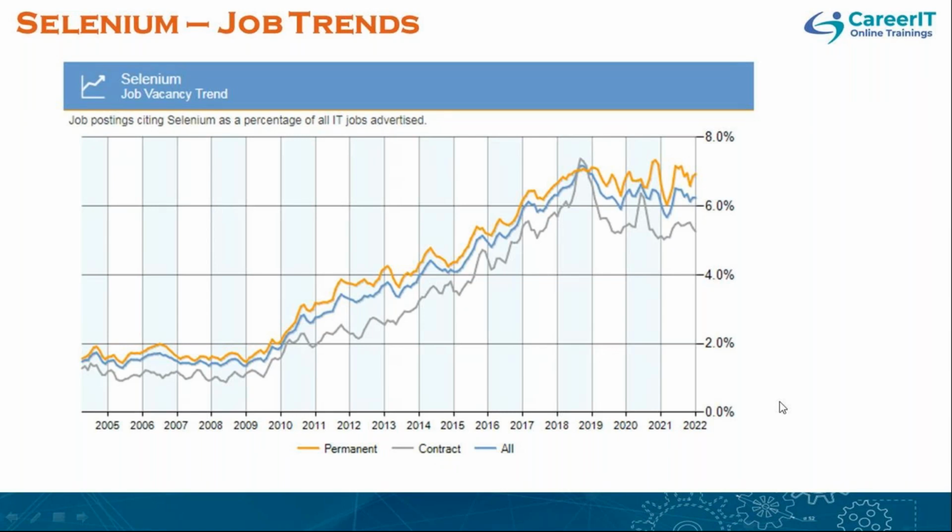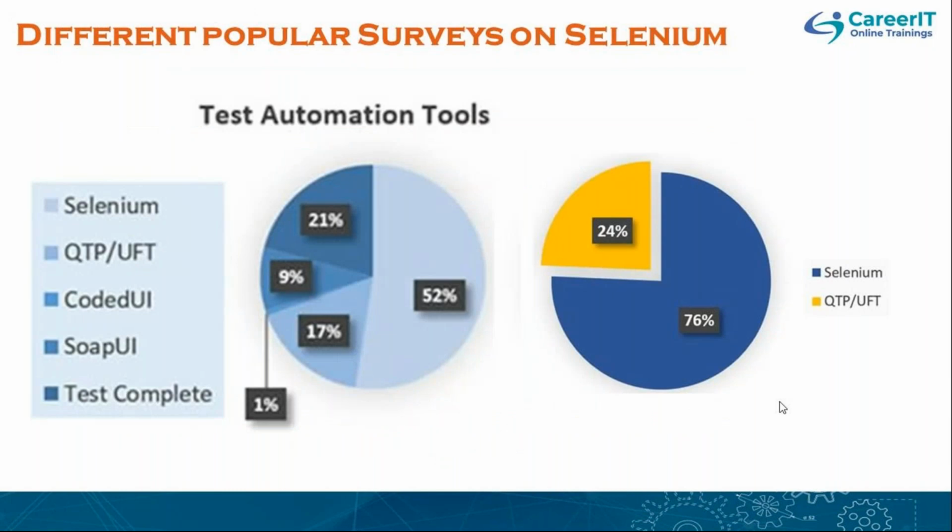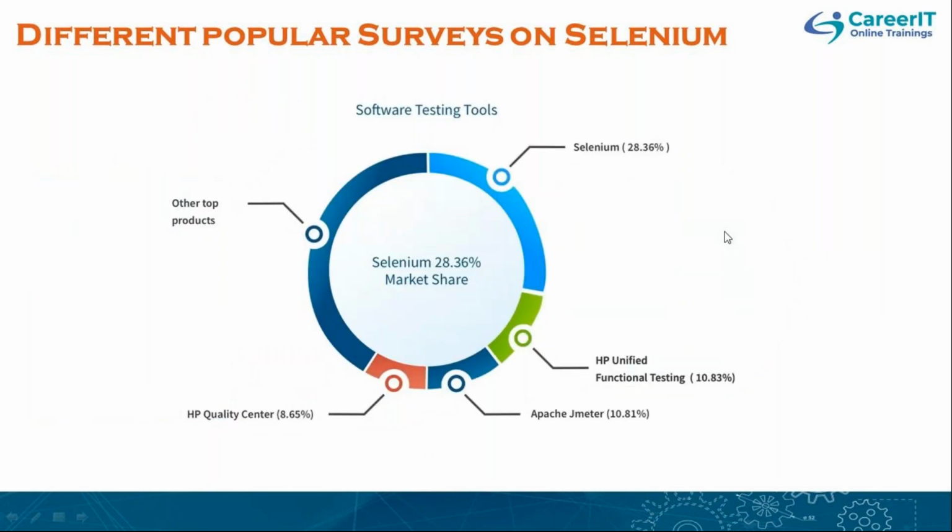Selenium job trends. Next, when you see the Selenium market share, in one of the analyses, Selenium has occupied 52% market share among all other automation tools. And when we compare Selenium with QTP or UFT, Selenium has occupied 76%. And this is another similar survey, where Selenium has occupied 28% of the market share.